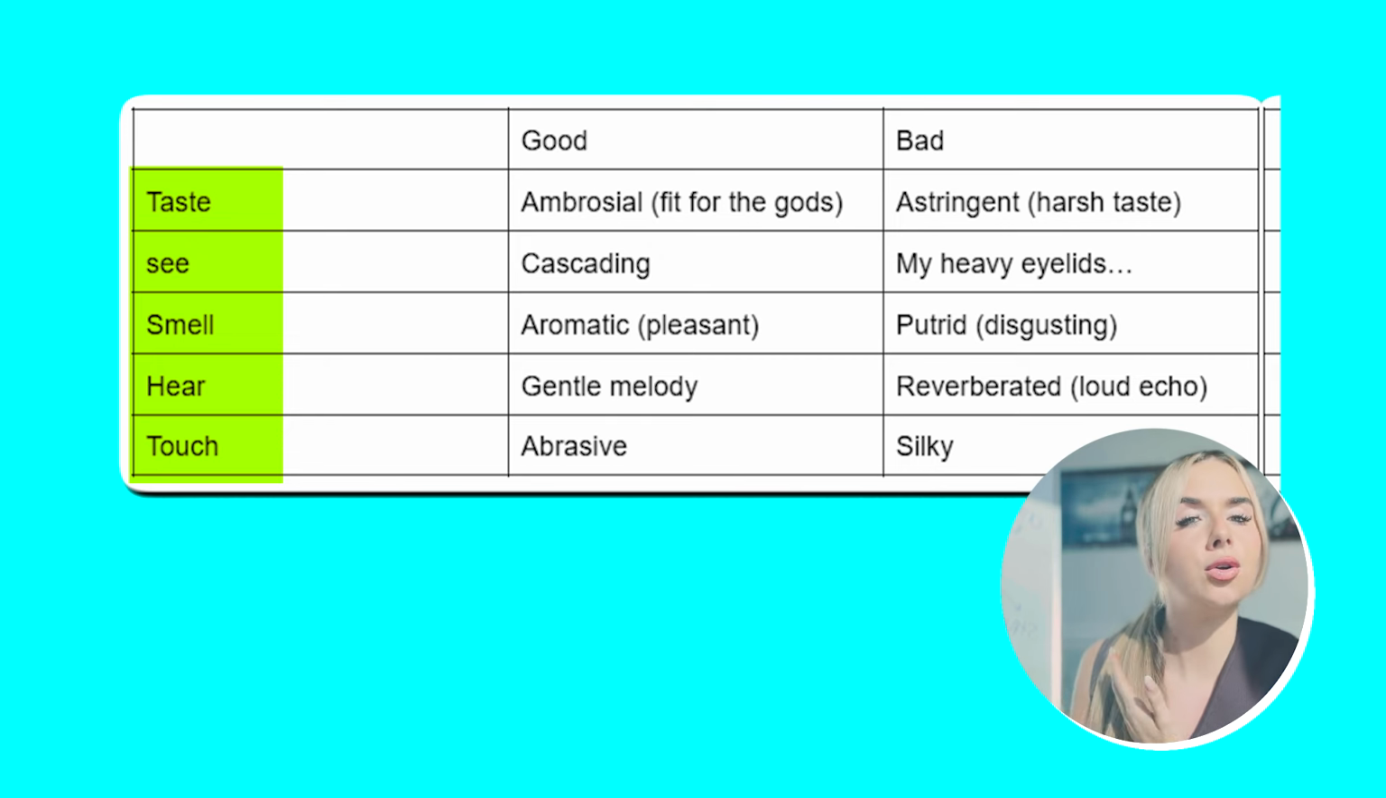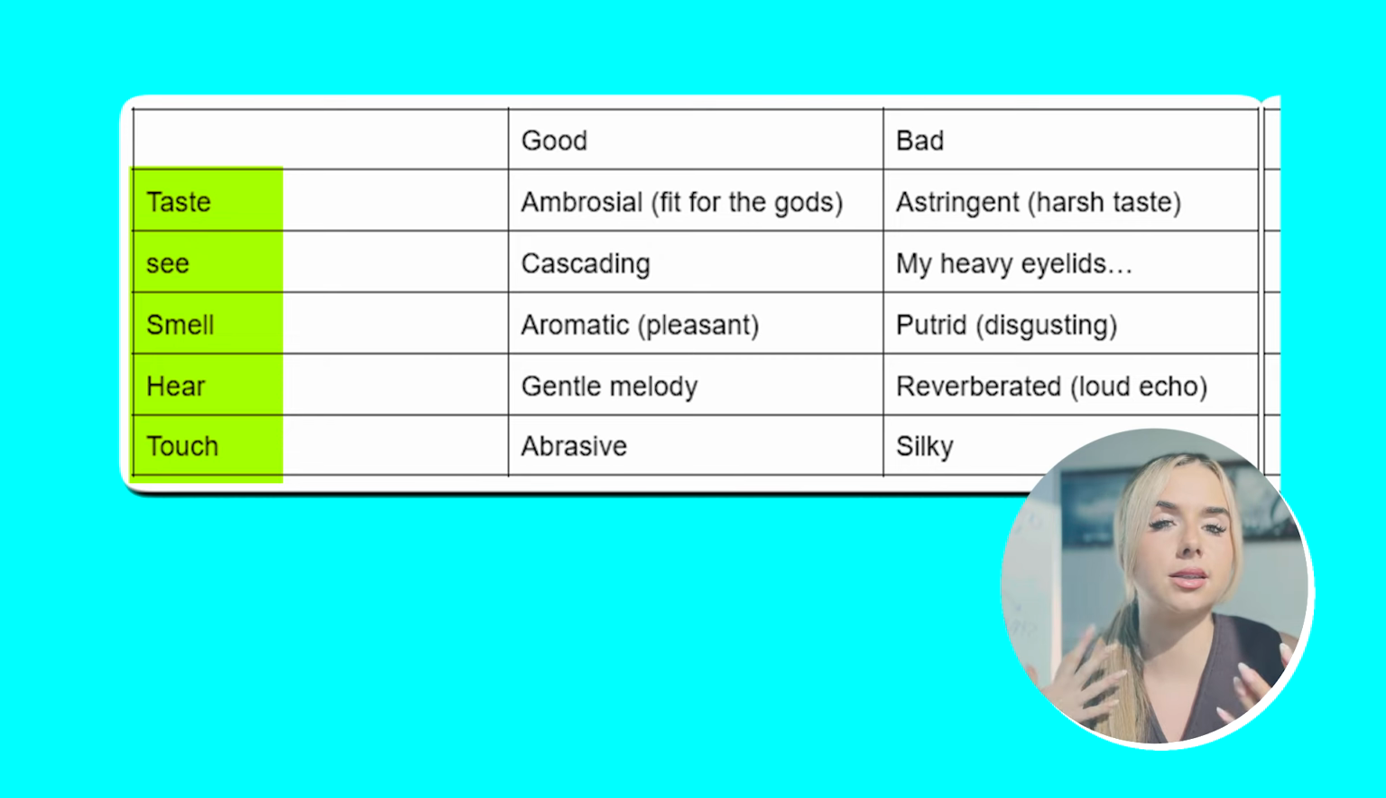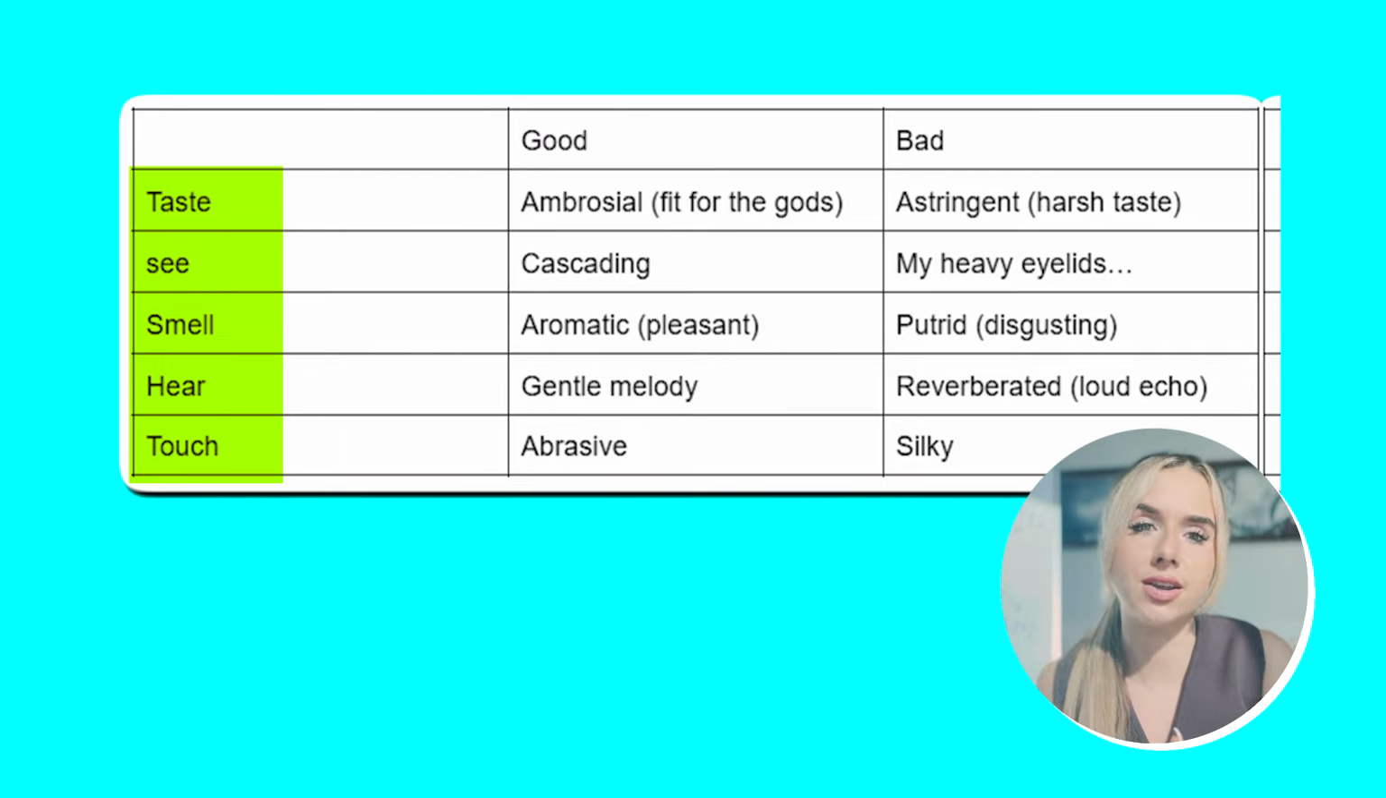But for example, I just put on the screen here a little table of the 5 senses, and I've just picked out one from each. Obviously we have loads on the Lightup Hub, but I've just given you one. So what I'd go through is, okay, I'm gonna use ambrosial for taste when I'm describing something in my 5 senses paragraph. I'm gonna use cascading when I'm seeing something. And just by having this bank of words that you're gonna use, you can try to put them into your creative writing and it will instantly up-level your vocabulary.